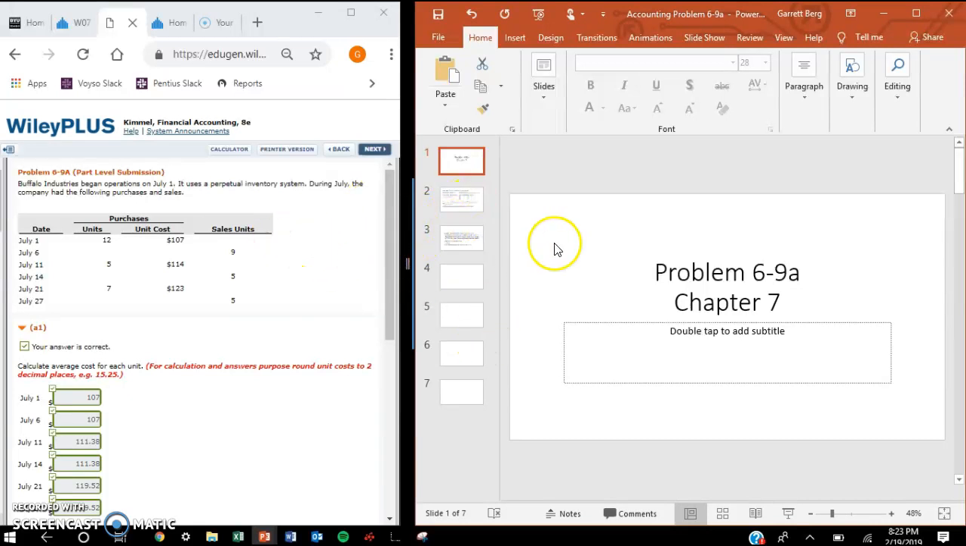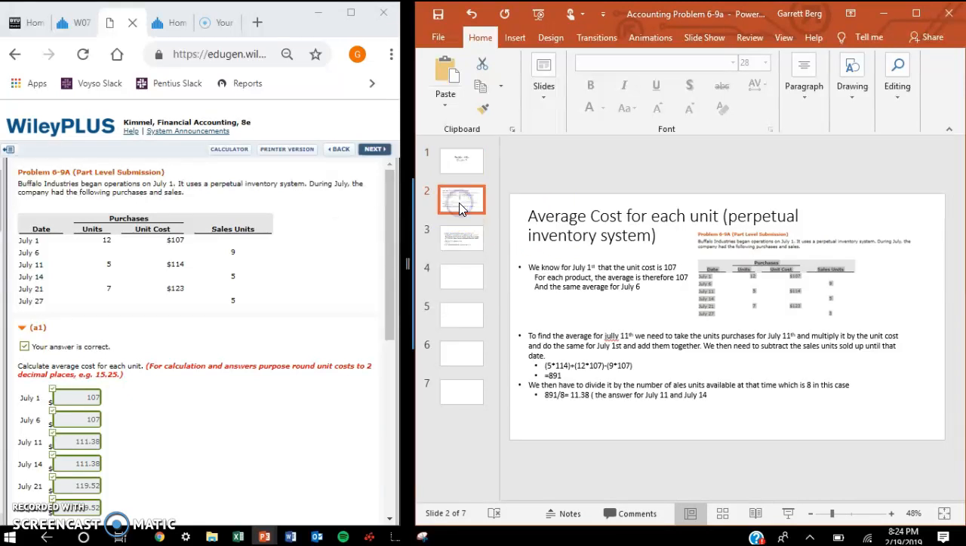I put it on a slideshow here just to keep my thoughts straight, because I don't have paper in my apartment at all. First off, we want to know the average for July. Obviously, the July 1st unit cost is 107 for each product, so the average we have right there is 107. That'll be the same for July 6th. There's nothing we really need to do for July 1st and 6th.